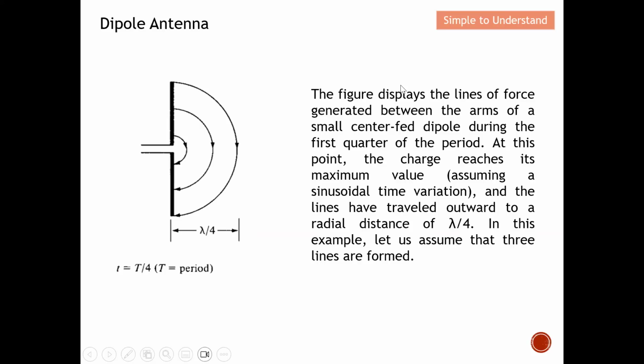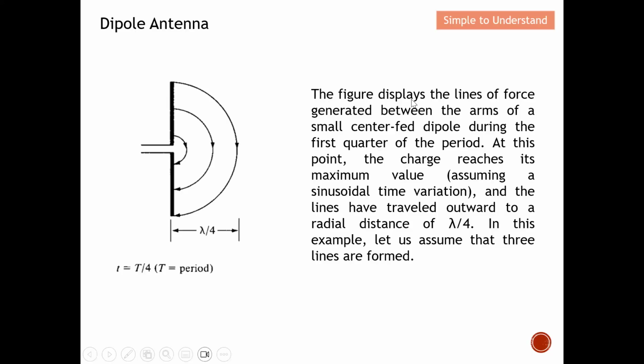So the figure actually displays the lines of force generated between the arms of a small center-fed dipole during the first quarter of the period. Keep this in mind. Let's say this is a sine wave. Basically you cut it into 4 pieces of the sine wave, which means that from the 0 point, they reach the maximum. So we are actually at the maximum here. This is what it means.